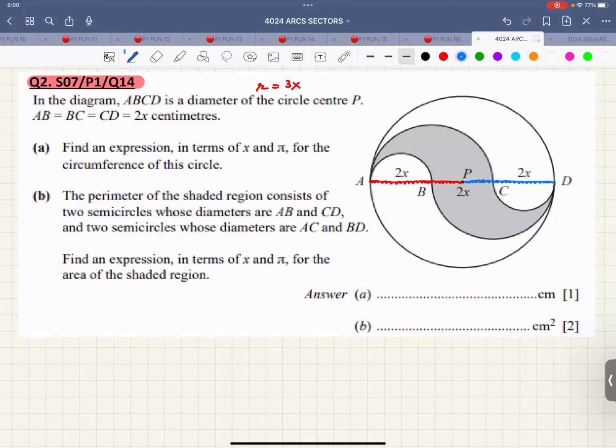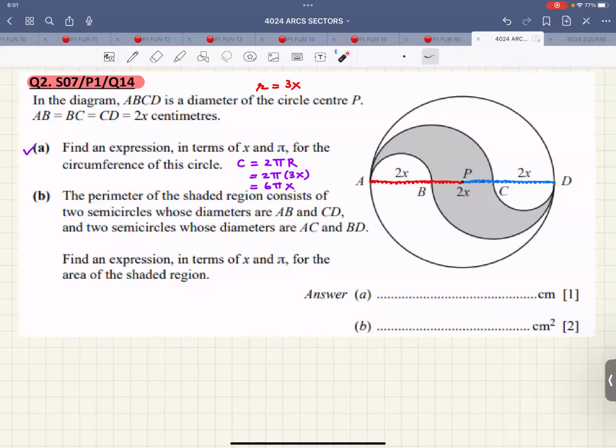Now that is the first thing. Find an expression for the circumference of the circle. For the circumference of the circle, that is 2 pi, and let me write a capital R. This is 2 pi into 3x, which comes out to be 6 pi x. That's the first part.